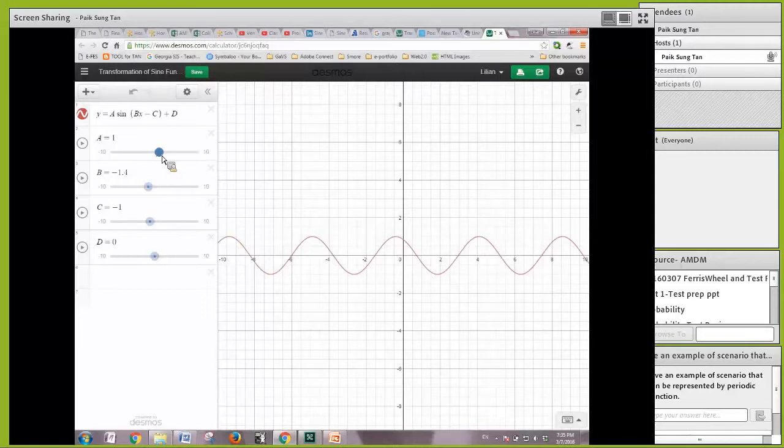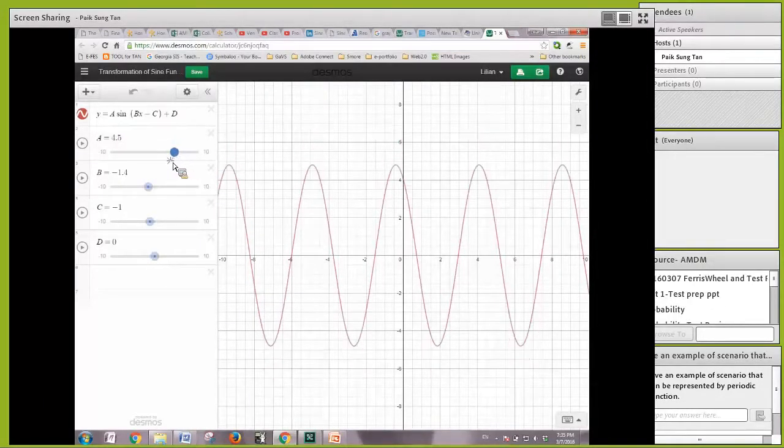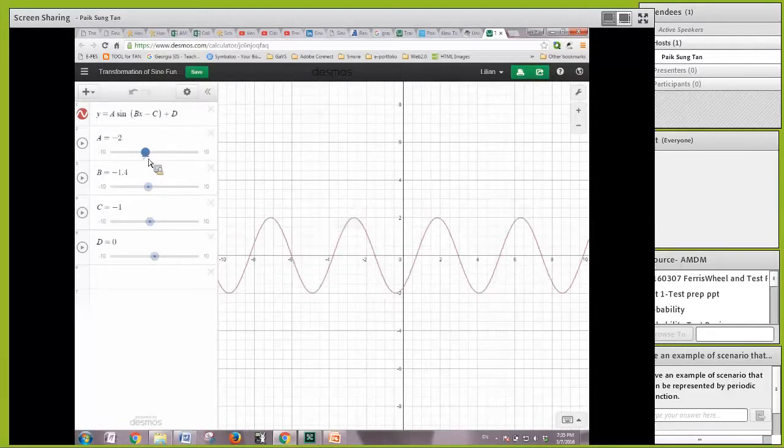If my a is larger than 1, it gets longer and longer, it stretches it. If my a is less than 1, now it makes it flatter and flatter. If my a is negative, see, it kind of flips it. So this is the effect of a.